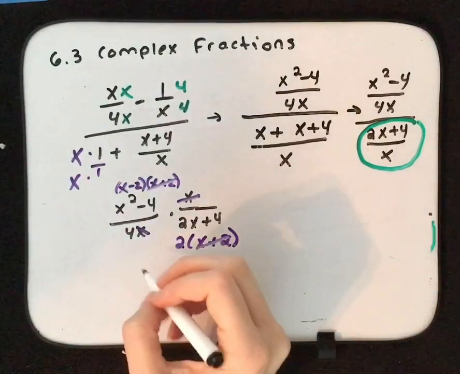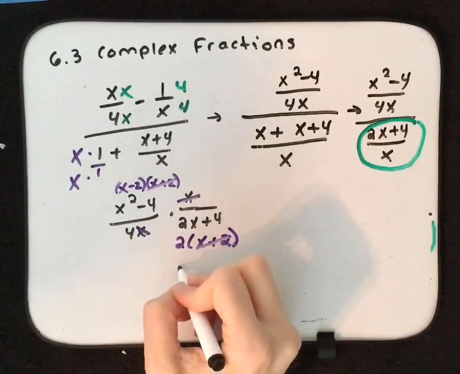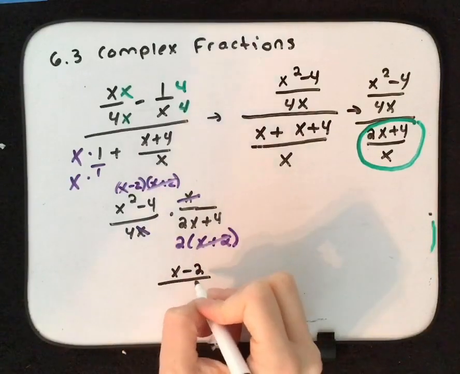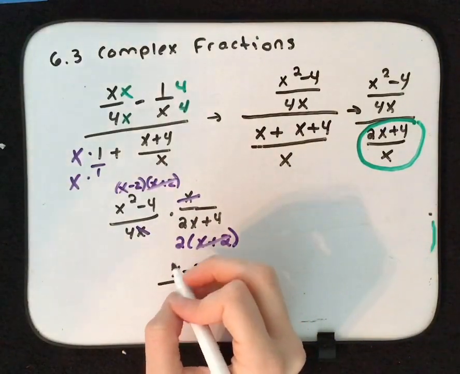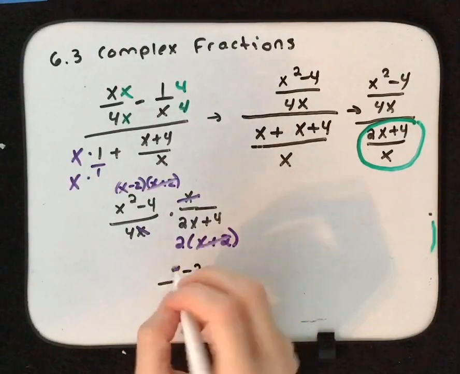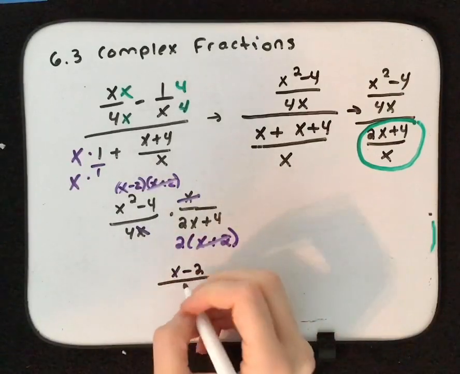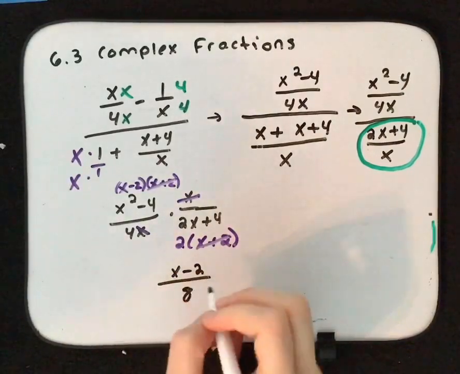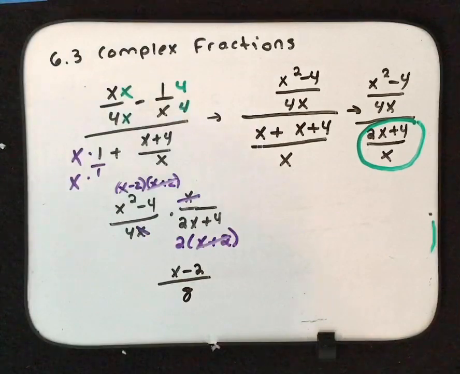So it looks like we are left with, in the numerator, x minus 2, and in the denominator we have 4 times 2, see that 4 right there and that 2 right there, so that's going to give us 8. Let's try again.